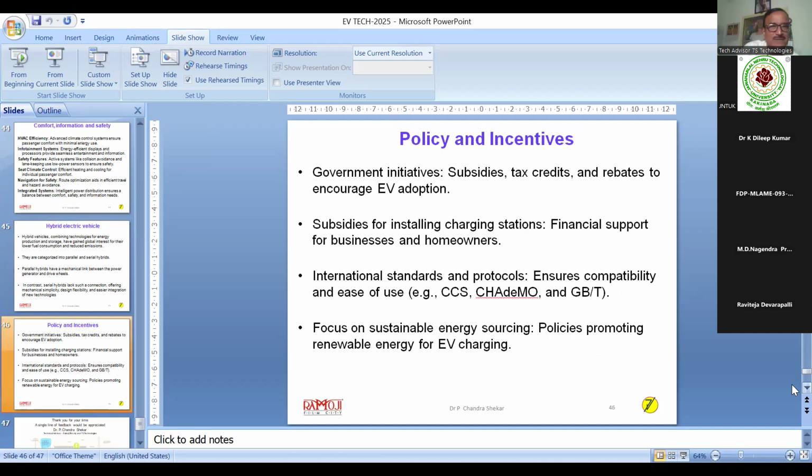Policy and incentives. Government initiatives, subsidies, tax credits, and rebates to encourage EV adoption. Subsidies for installing charging stations, financial support for businesses and homeowners. International standards and protocols ensure compatibility, to ease out CCS, CHAdeMO, and GB/T connectors. Focus on sustainability: energy sourcing and policies to promote renewable energy for EV charging. These are the government instructions to enhance the facilities.